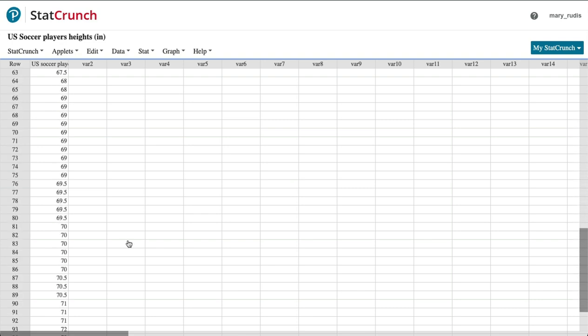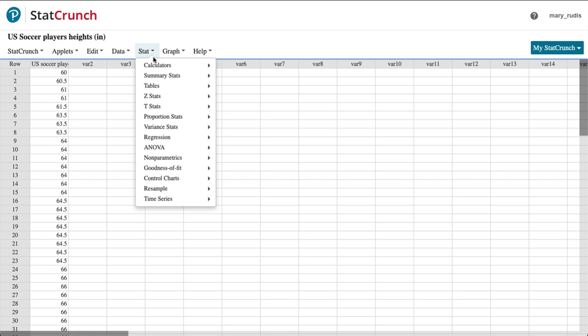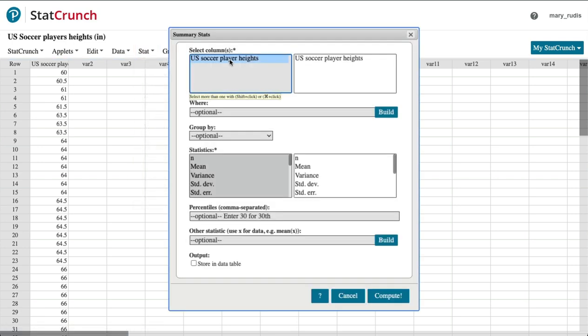And this has been sorted. So these numbers are all sorted now. And there's 100 of them here. So you've got 100 values. Okay. So kind of the same thing that we did with the other data. Let's go to stat and summary stats and columns. And we're going to choose the soccer player heights column. And then down here, I'm just going to do N too, so that it'll tell us that we have 100 values.